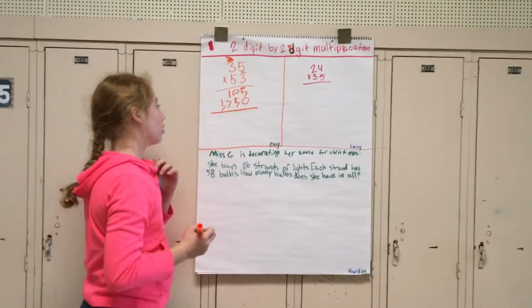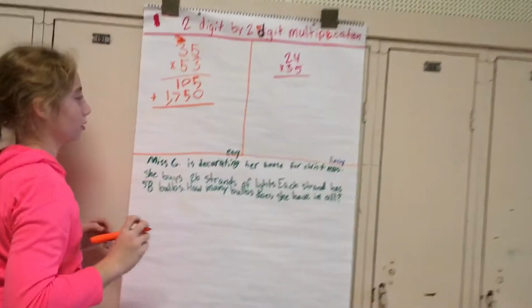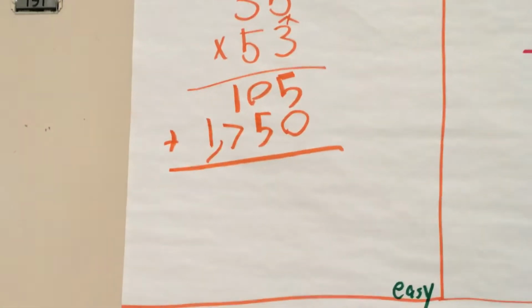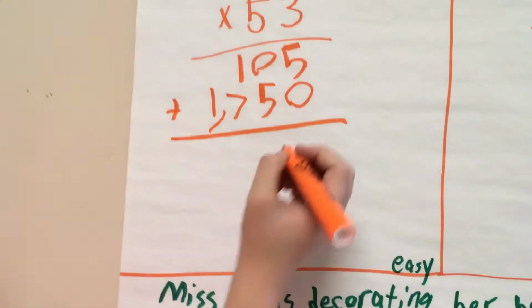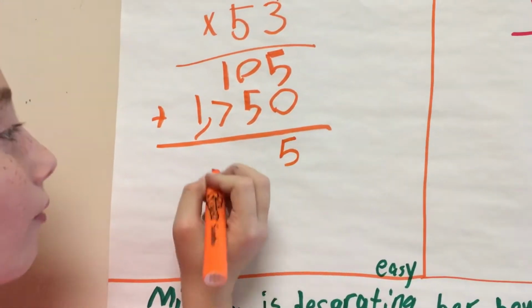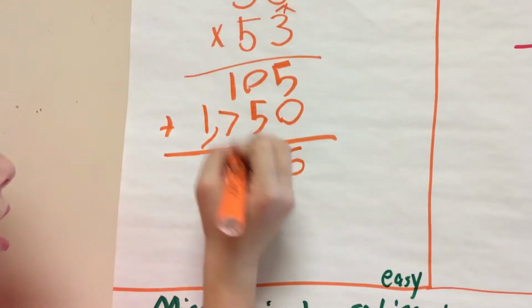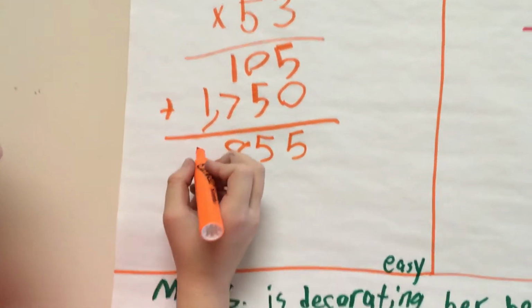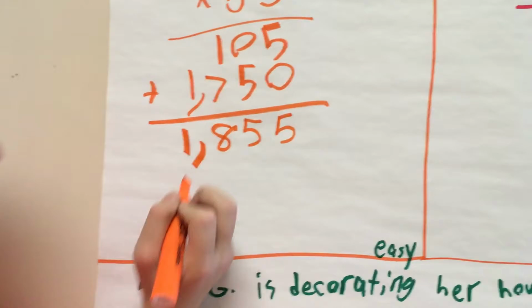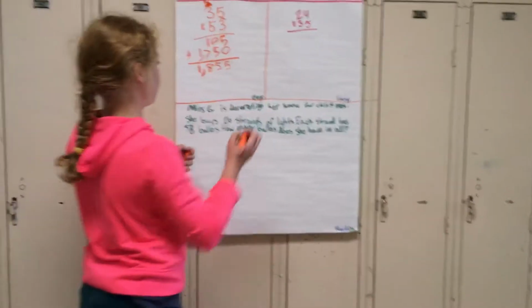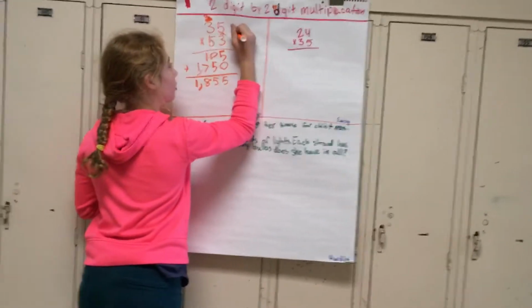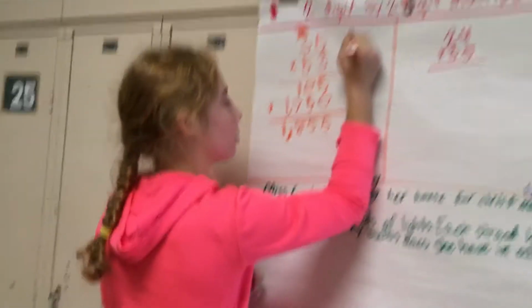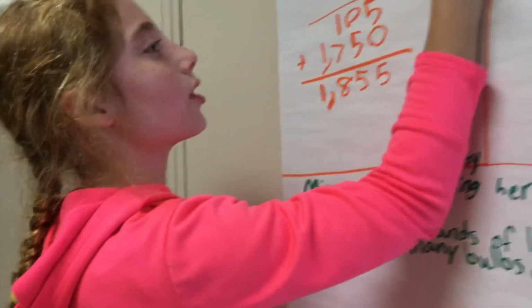Now, we do 105 plus 1,750. Because once you do that, you don't need to multiply anymore. Now, 5 plus 0 is 5, 0 plus 5 is 5, 1 plus 7 is 8, and for the 1,000, there's nothing to add to it, so you just keep the 1,000. And I got 1,855. So is that our answer? Are we done, Lily? Just for that problem.